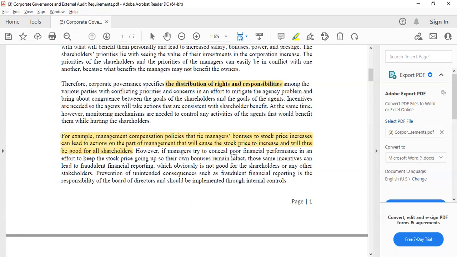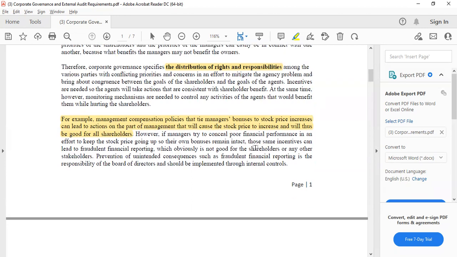However, if managers try to conceal poor financial performance in an effort to keep the stock price going up so their own bonuses remain intact, those same incentives can lead to fraudulent financial reporting, which obviously is not good for the shareholders or any other stakeholders. So prevention of unintended consequences such as fraudulent financial reporting is the responsibility of the board of directors and should be implemented through internal controls. So here is where the role of internal controls comes in.